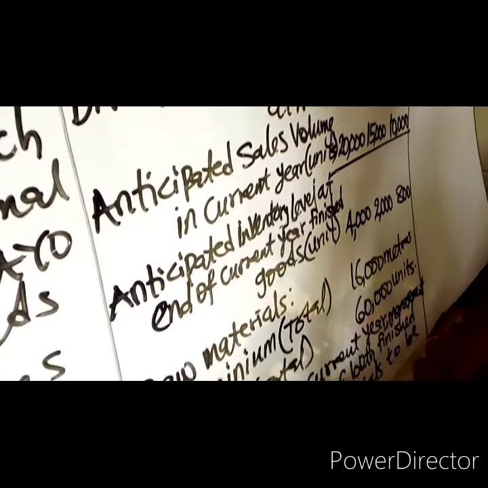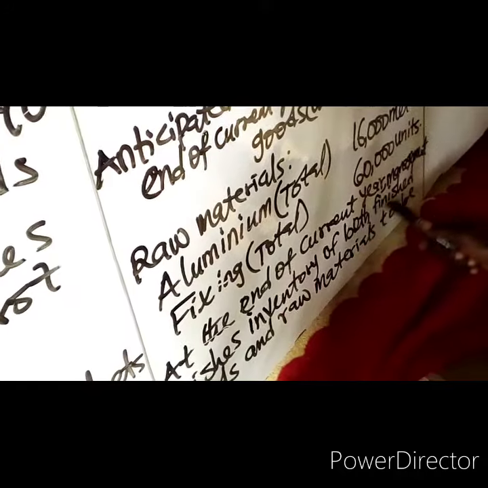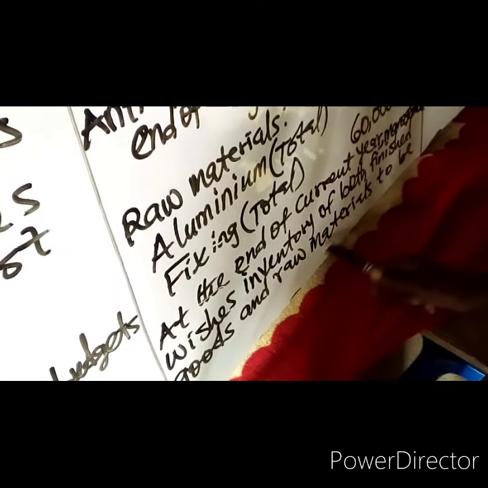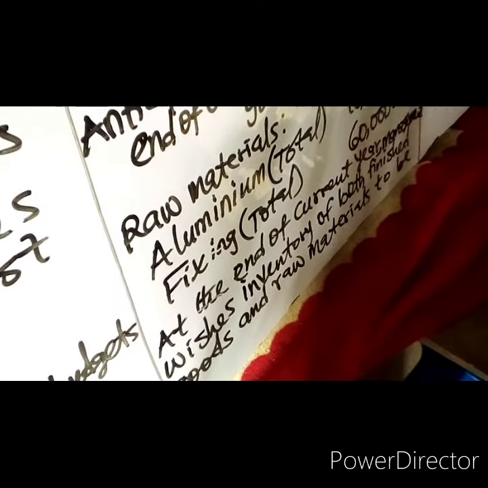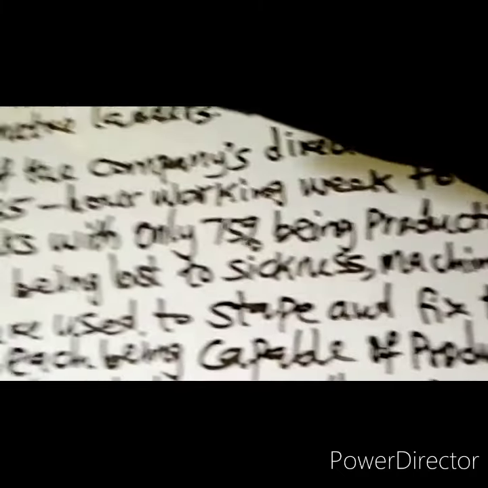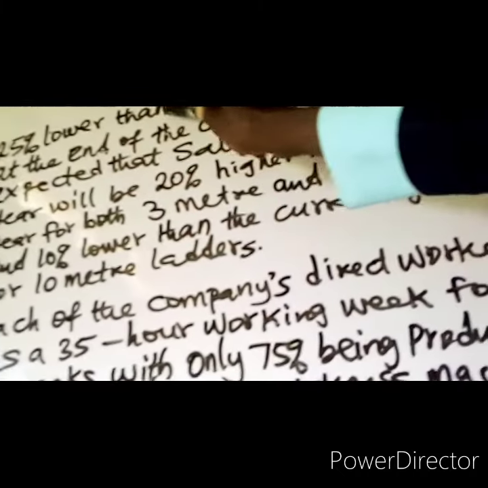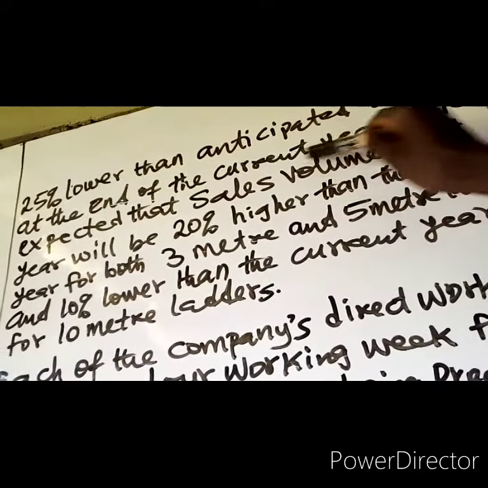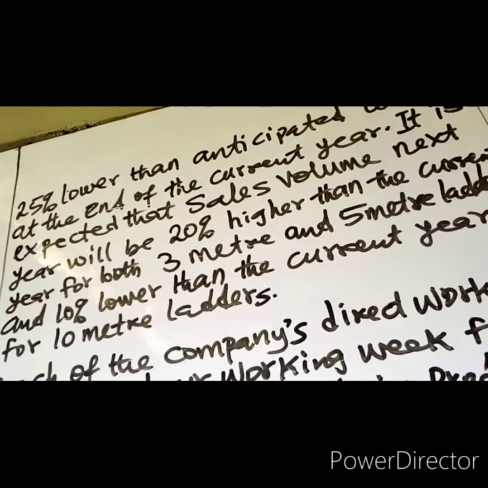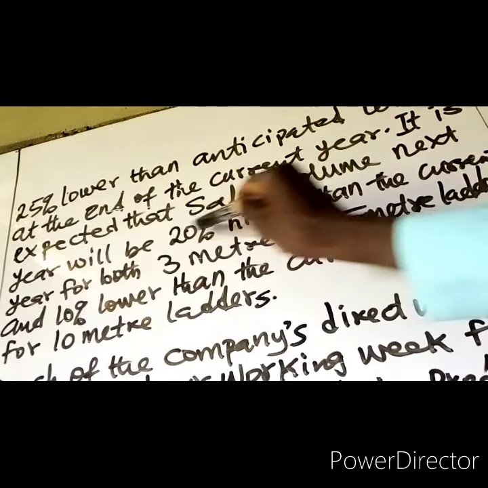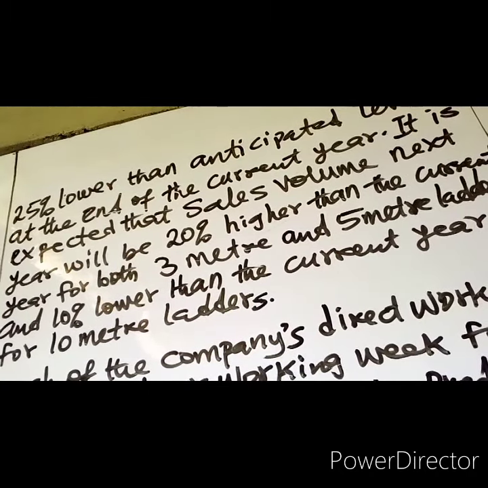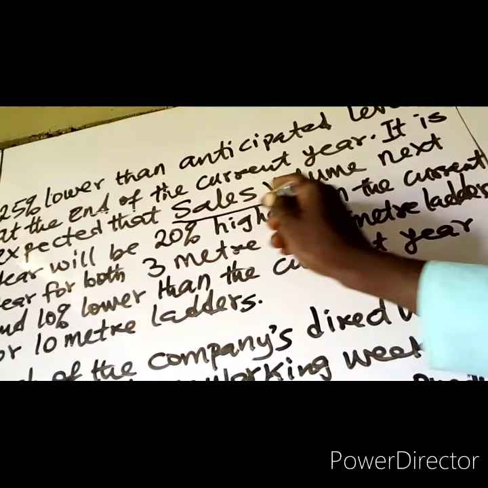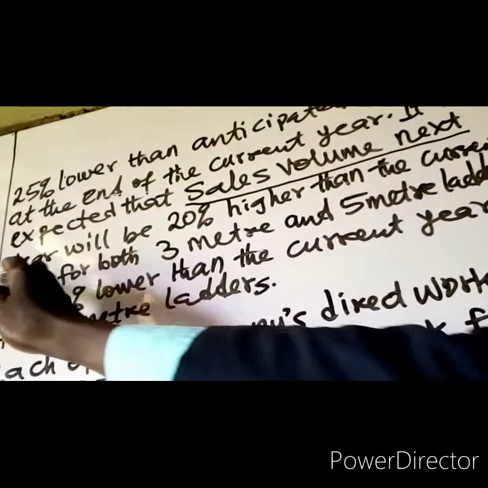You were told that at the end of the current year, management wishes inventory of both finished goods and raw materials to be 25% lower than anticipated levels at the end of the current year. That is the inventory level. It is expected that sales volume next year... now, this one focuses on the sales volume for the coming year.